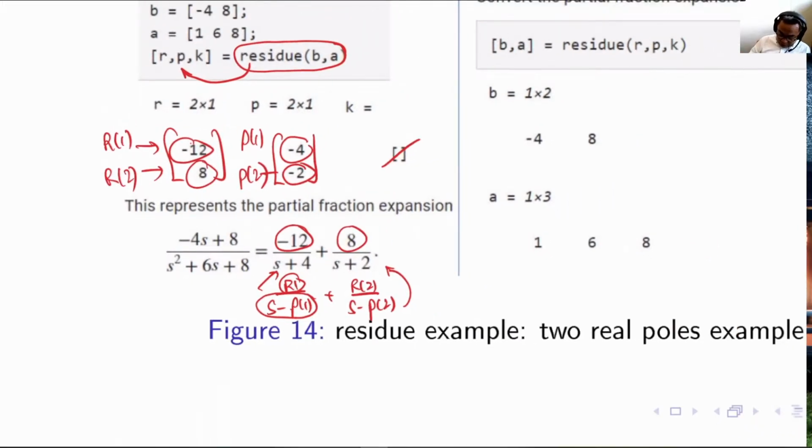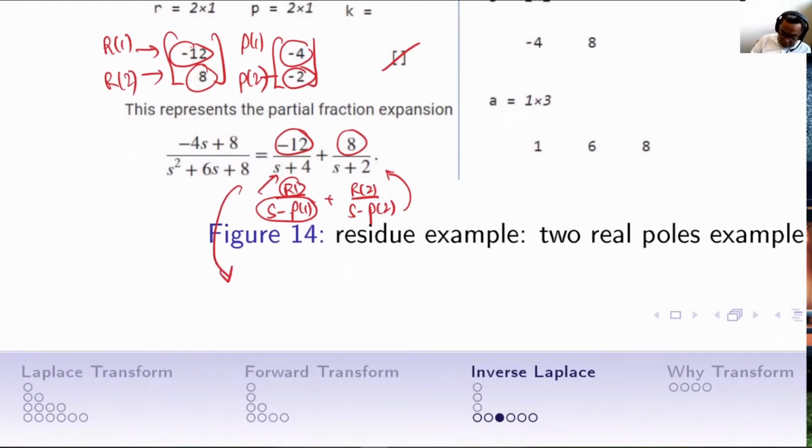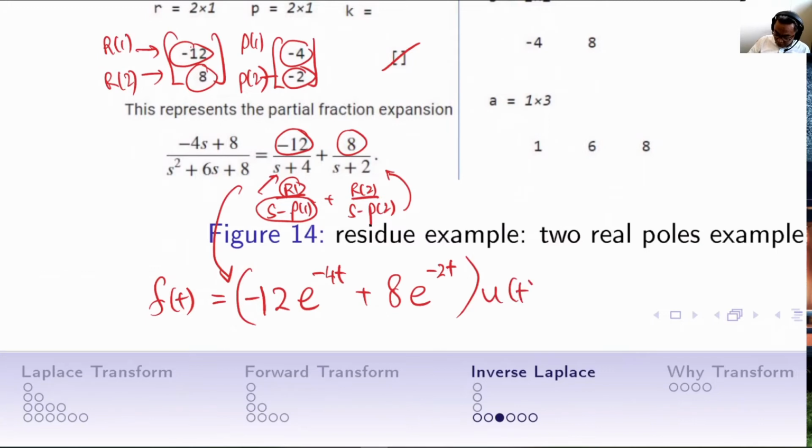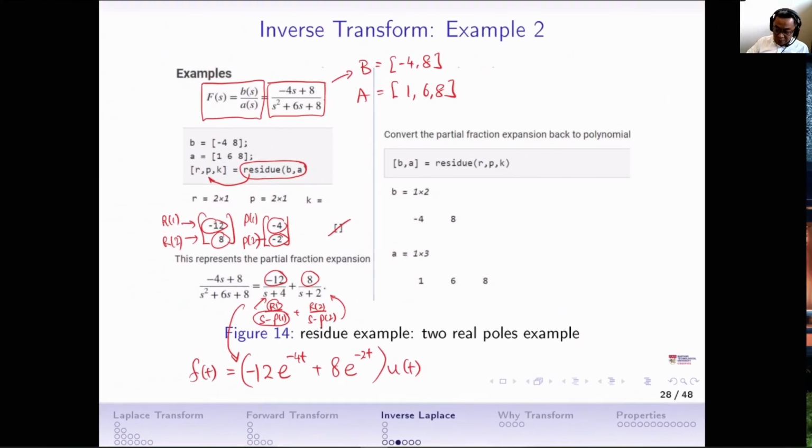So once we have this, of course the next step is simple. f(t), and we use the lookup table, is minus 12 e to the minus 4t plus 8 e to the minus 2t. And if you really want to be pedantic, it's u(t) here, causal signal. Well, that's it for this example 2.